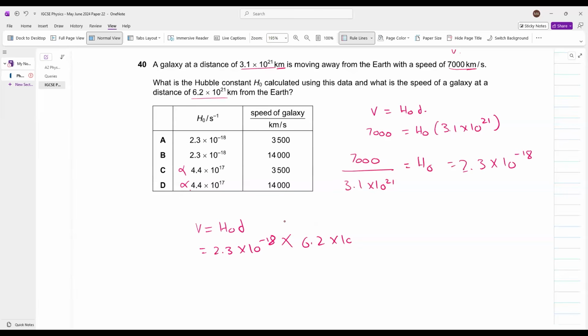6.2 times 10 to the power of 21. We will keep the distance in kilometer because we want the velocity in kilometers. So 6.2 times 10 to the power of 21. The answer comes out to be 14,000.